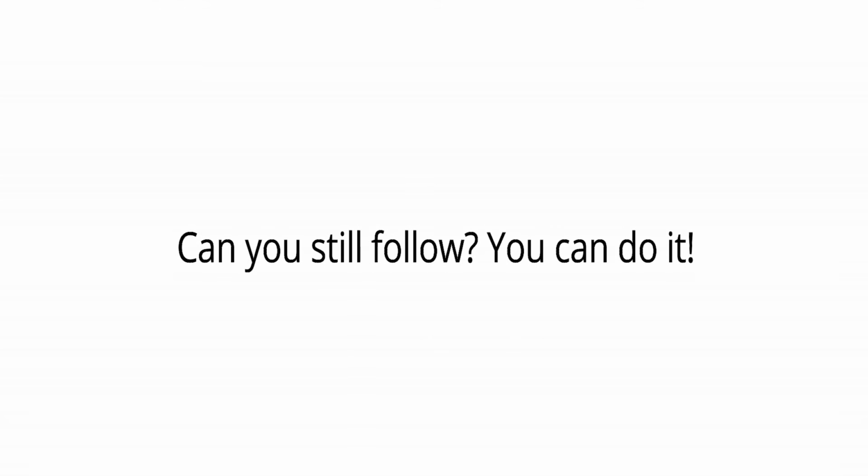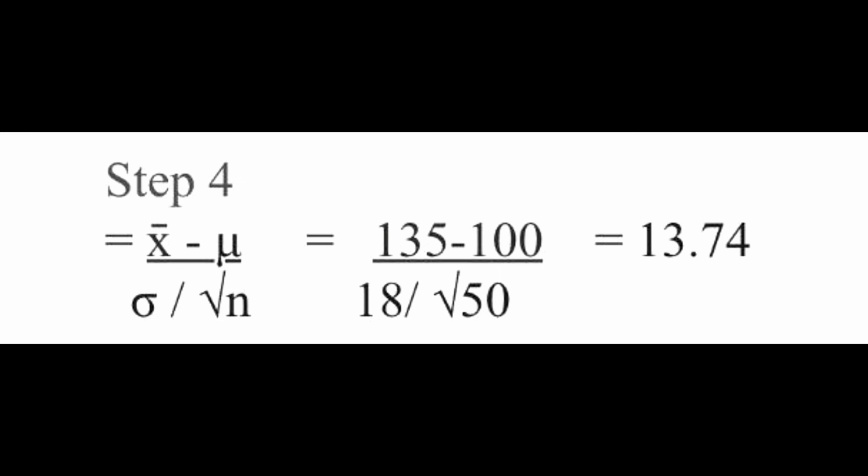Step 3. Using a z-table, find the equivalent of the standard deviation. Find the value of 0.05 from the two-tailed area and trace the column down to its value. Here, we find that its value is plus or minus 0.96. Can you still follow? You can do it. Step 4. We start to compute using scientific calculators.